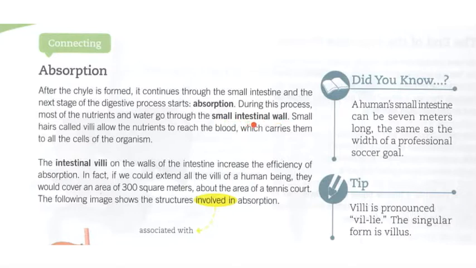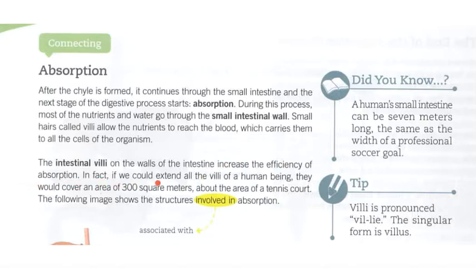The small intestine absorbs nutrients and water. That's what it's called, absorption. The intestinal villi on the walls of the intestine increase the efficiency of absorption. Remember that villi are some small hairs on the walls of the intestine, and they help absorption.